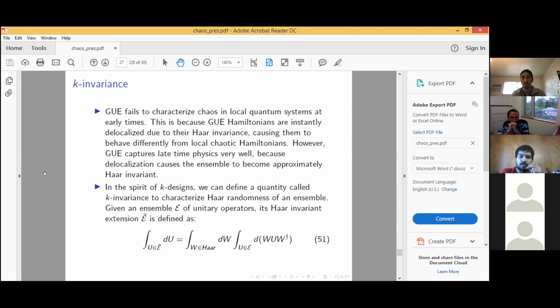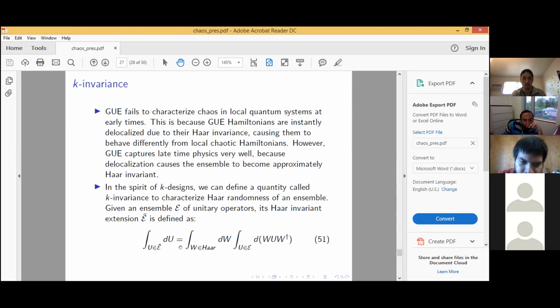Now we had seen how the frame potentials behave. We had seen that the frame potentials approach the Haar value at certain intermediate times, but then rise again. So they are not monotonically decreasing as we might like them to be. In order to define such a quantity, that quantity is the K invariance. We start off with the Haar invariant extension E tilde of a certain ensemble E. So that's defined in this way.